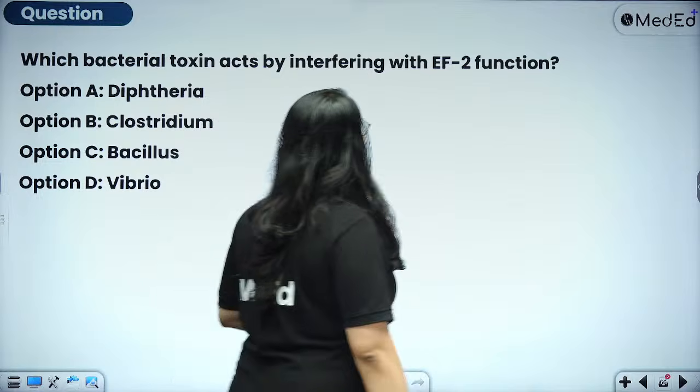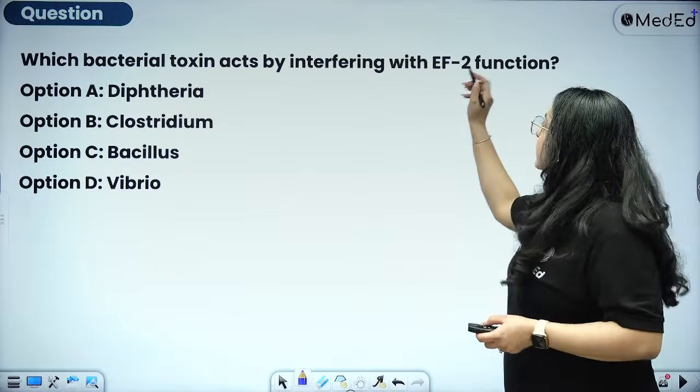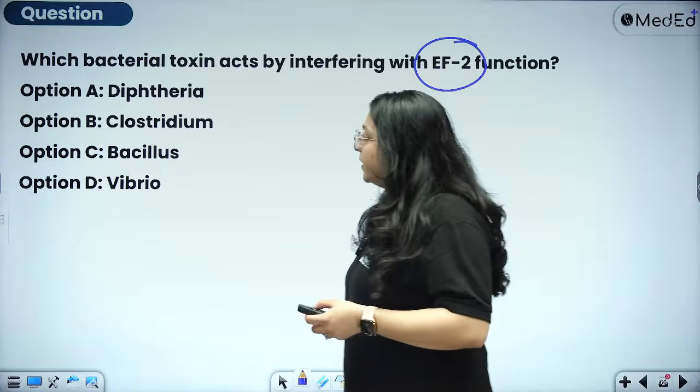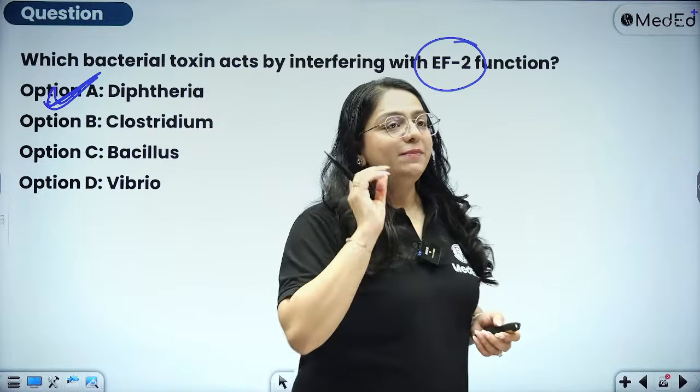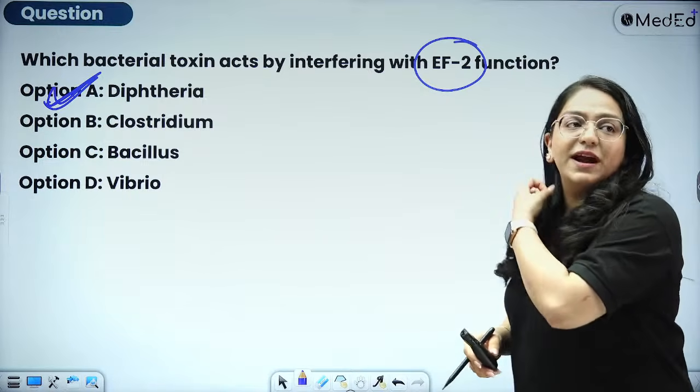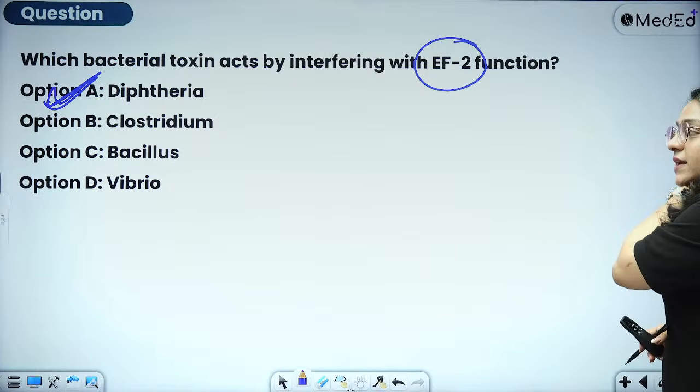Which bacterial toxin acts by interfering with EF2 function? You have all talked about it. Diphtheria. Corynebacterium diphtheriae. ADP ribosylation of elongation factor 2, inhibition of protein synthesis.